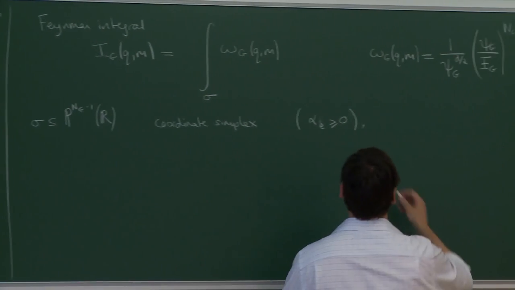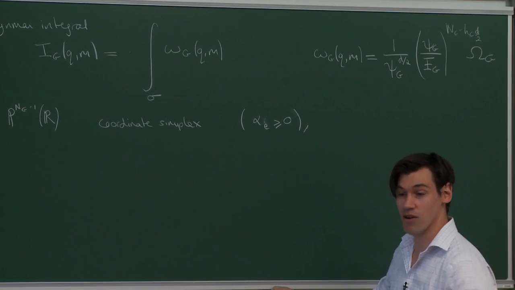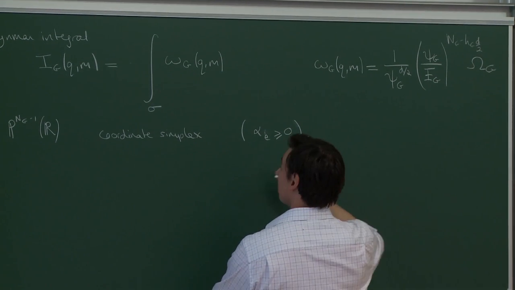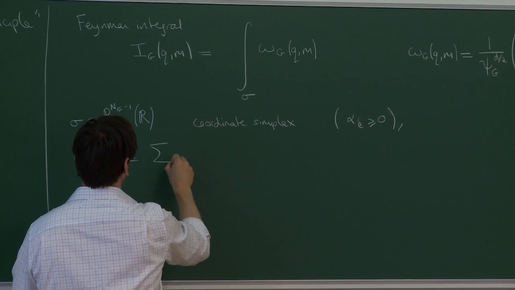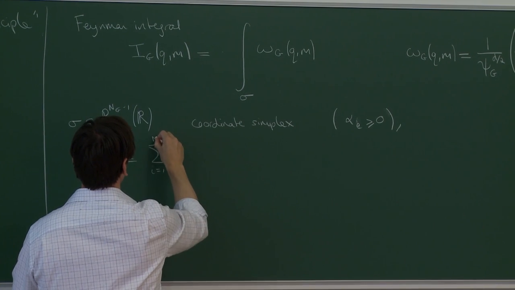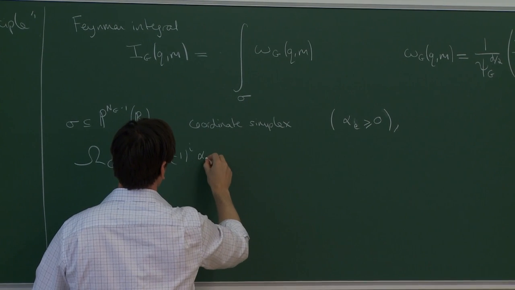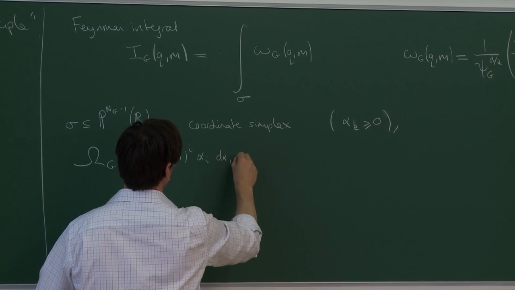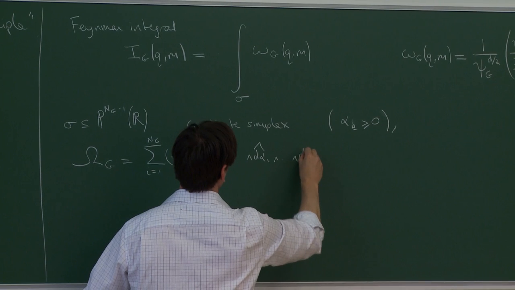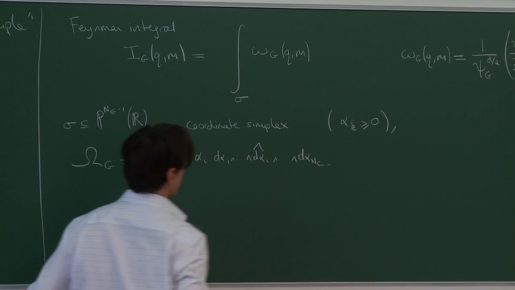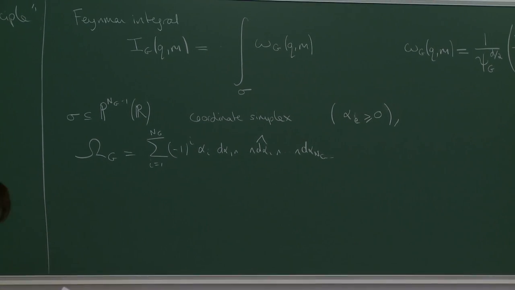Okay, this is a reminder. I don't want to redo the entire course. Are there new people? Oh, wow. Okay, goodness. In that case, certainly omega_G is the sum over i equals 1 to N_G of minus 1 to the i, alpha_i, d alpha_i, where we omit the i-th term. So this integral can converge or diverge. We'll see exactly when in a minute.